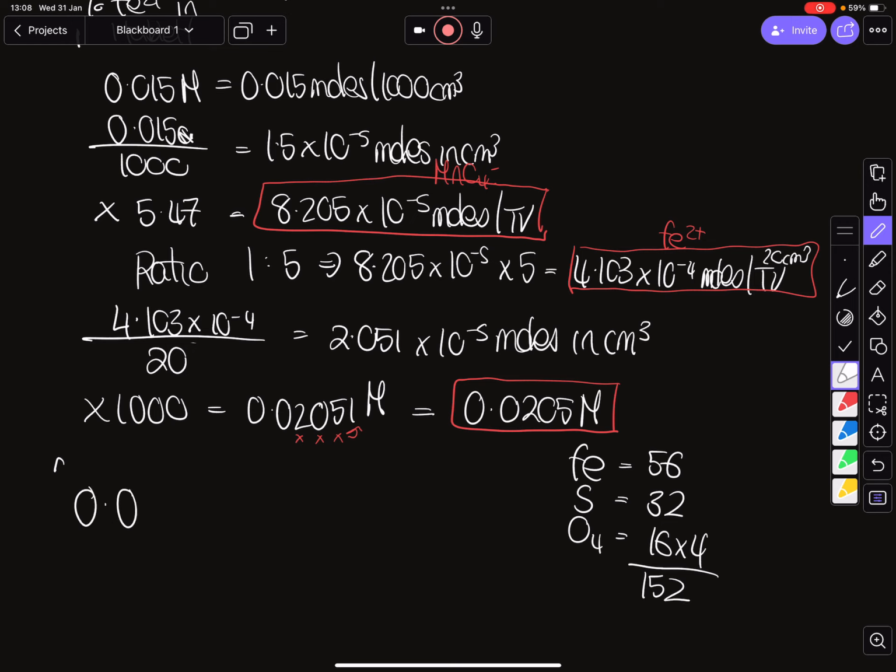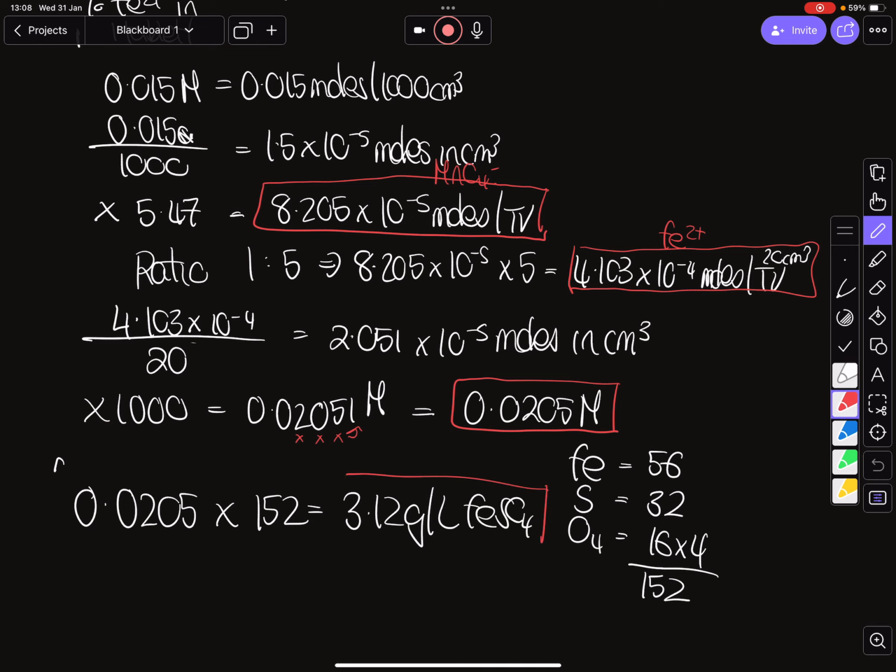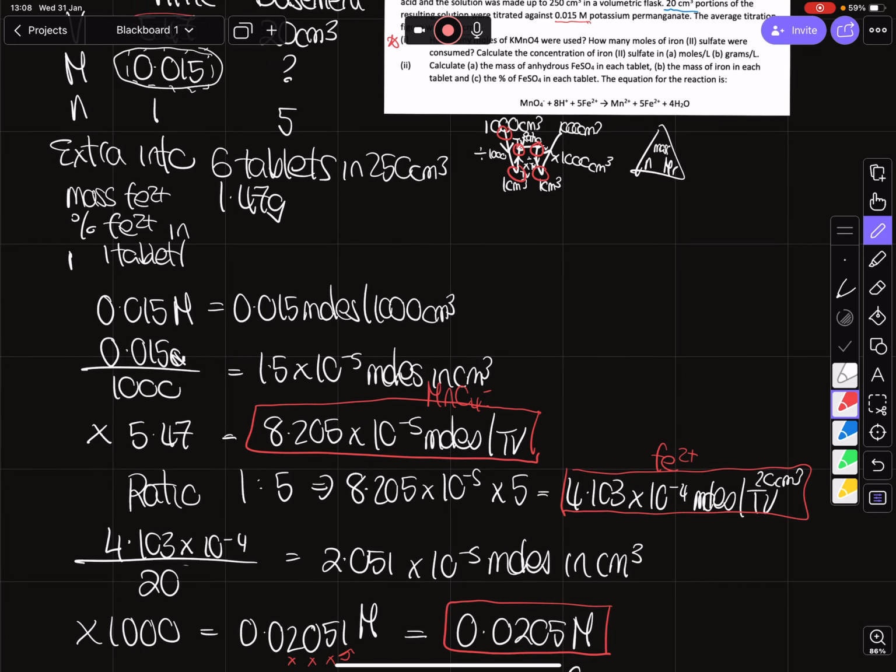So 0.0205 multiplied by 152. When I do this, I'm going to get 3.12 grams per litre of iron sulfate. So that is the final answer for part 1.